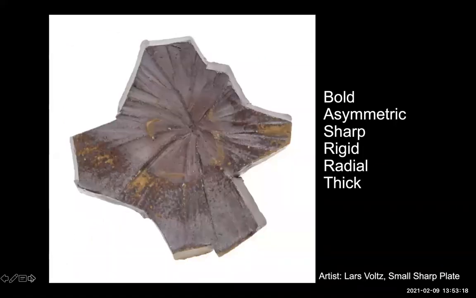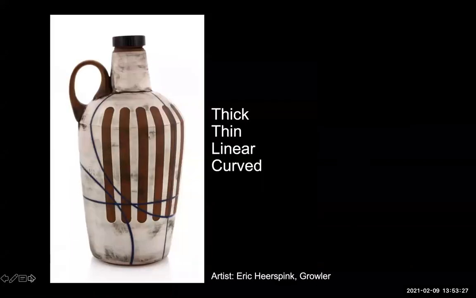In this piece, the line direction can be described as radial, as the lines move out from a central point. The thickness of the edges creates bold, sharp, and rigid lines. The lines of the surface decoration are linear in comparison to the curved form of the handle.